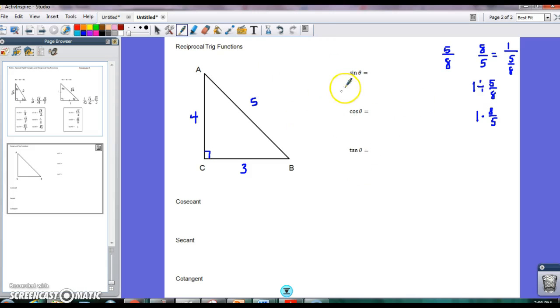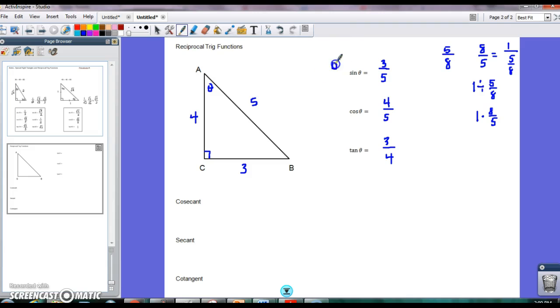Let's talk about the sine ratio. We'll call this angle up here theta. Okay, so the sine of theta would be opposite over hypotenuse, that would be 3/5. The cosine of theta would be 4/5, and the tangent of theta would be 3/4.